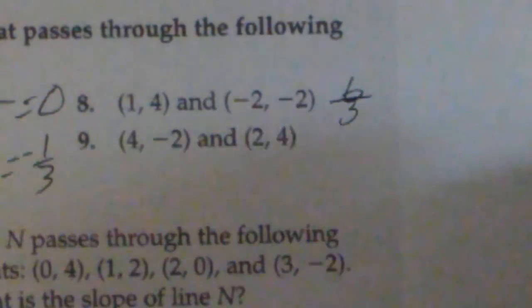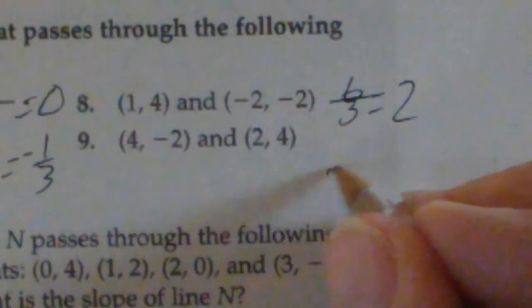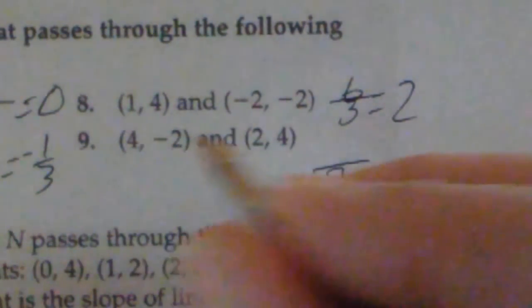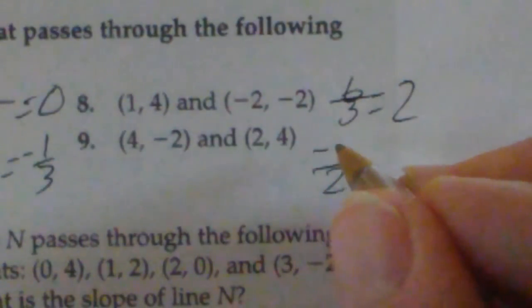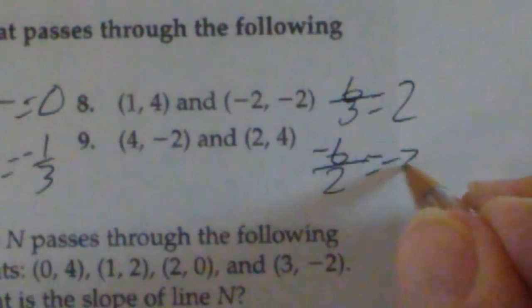Equal to 2. Last one. 4 minus 2 is 2. Negative 2 minus 4 is negative 6. That's equal to negative 3. Okay.